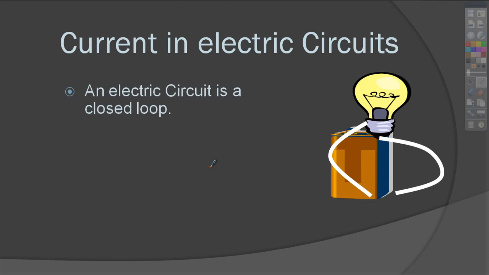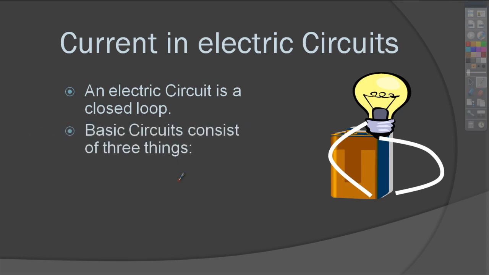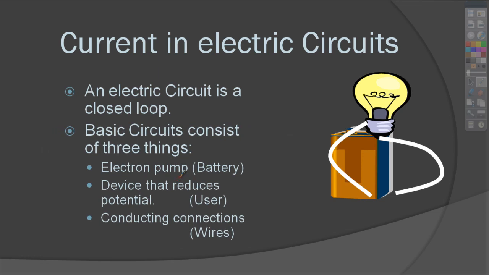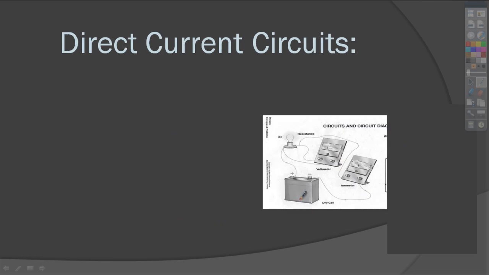And we're also going to talk about electric circuits. An electric circuit is a closed loop. You can't have a circuit if you don't close the loop. Basic circuits consist of three things: an electron pump or a battery, a device that reduces potential, a user, in this case a light bulb, and conducting connections, which are the wires. They conduct the electricity. They allow the electrons to flow. So that's how we get our current.